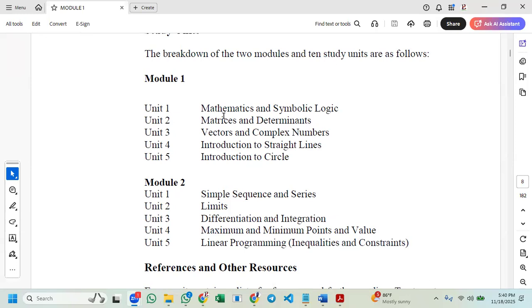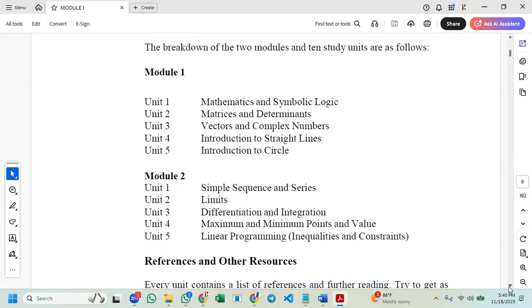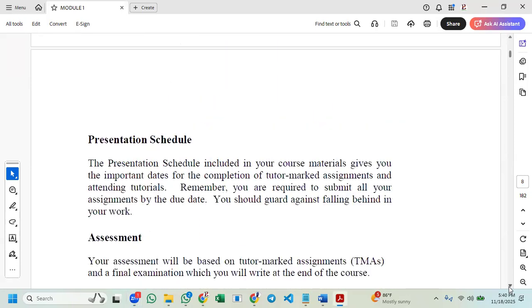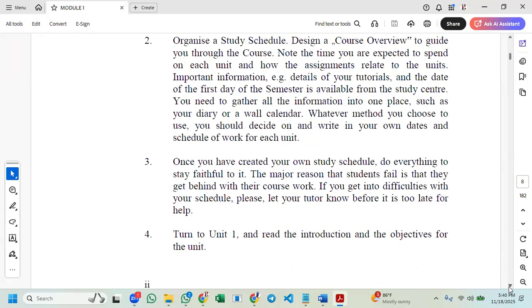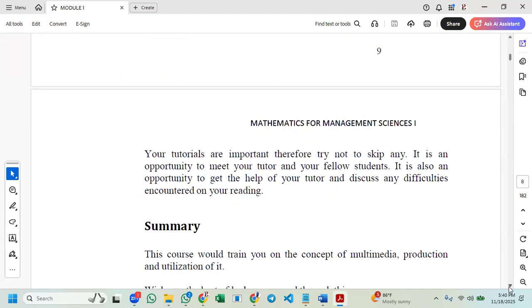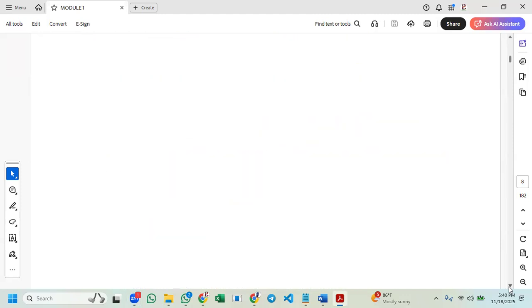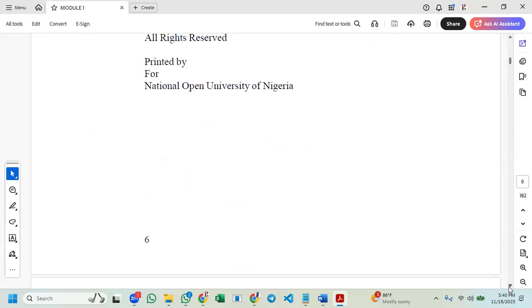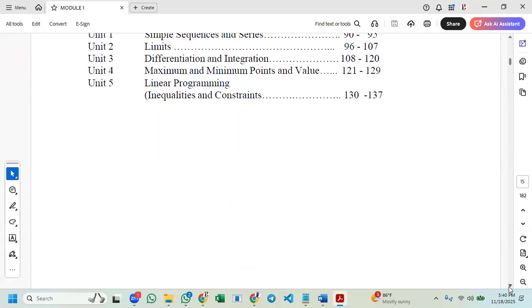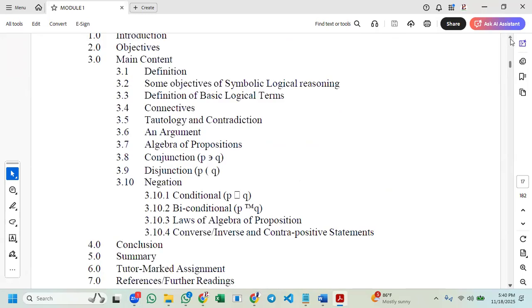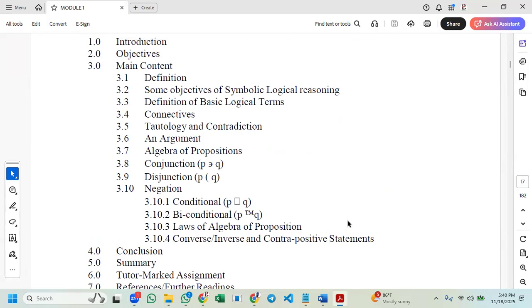We are going to start with mathematics and symbolic logic today. That is the first class we are going to hold now. We'll see what it is all about and how it affects your exam. So let's go there. You complain that you have some issue with math, so God will help us. This one is not that hard, just some basic math.